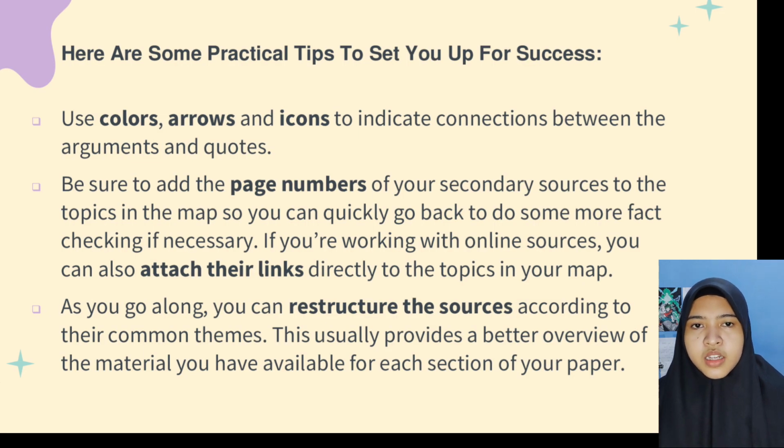Here are some practical tips to set you up for success. First, use colors, arrows, and icons to indicate connections between the arguments and quotes. Be sure to add the page numbers of your secondary sources to the topic in the map so you can quickly go back to do some more fact checking if necessary. If you are working with online sources, you can also attach their links directly to the topics in your map.